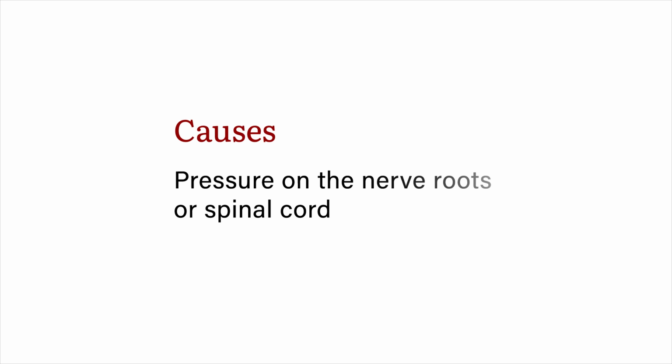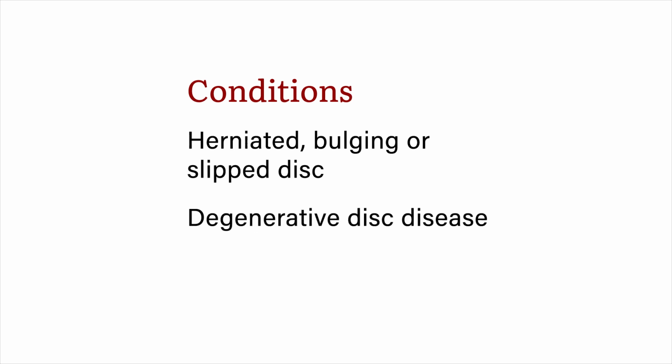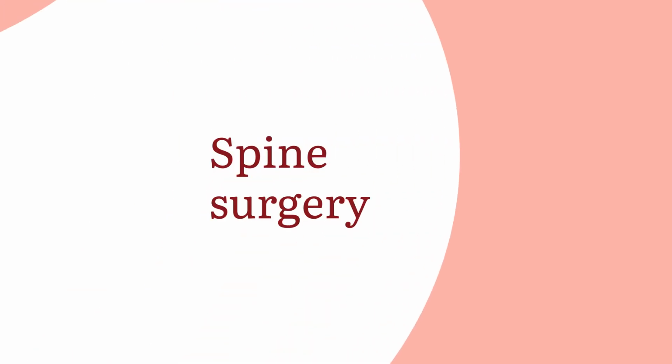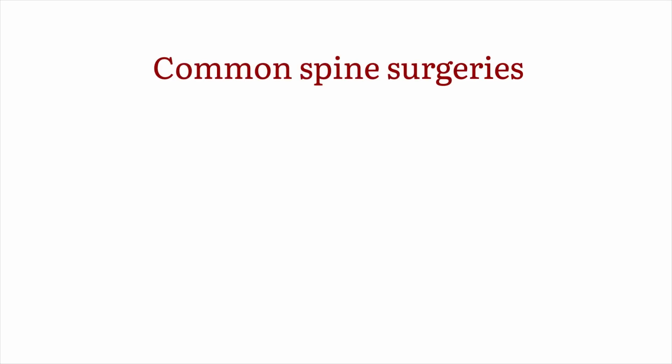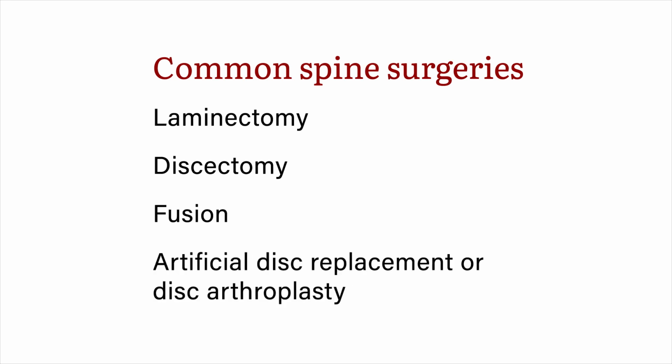Pain can be caused by pressure on the nerve roots or the spinal cord. Conditions include herniated, bulging, or slipped disc, degenerative disc disease, arthritis, spinal stenosis, and more. Spine surgery can be performed from the front, back, or side. Common types of spine surgery are laminectomy, discectomy, fusion, artificial disc replacement, or disc arthroplasty.